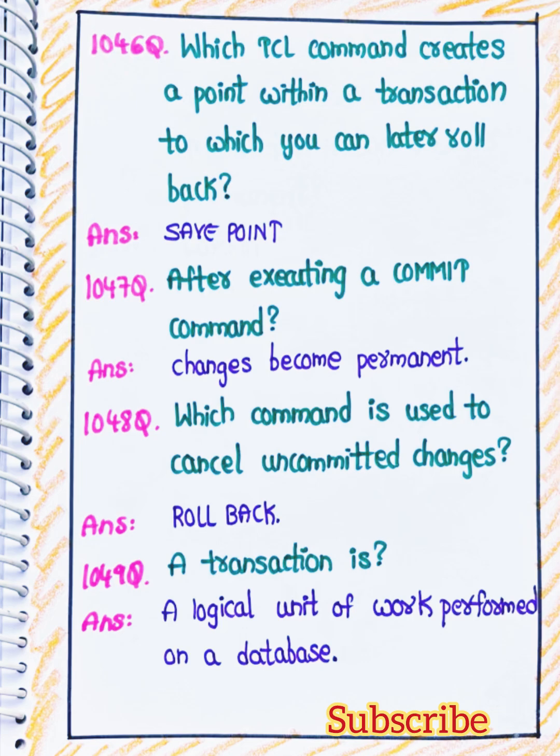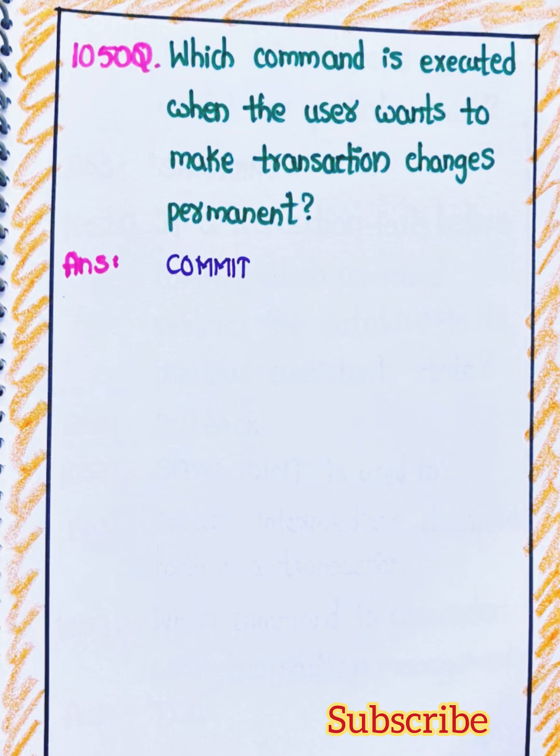Which TCL command creates a point within a transaction to which you can later roll back? Savepoint. After executing a commit command, changes become permanent. Which command is used to cancel uncommitted changes? Rollback. A transaction is a logical unit of work performed on a database. Which command is executed when the user wants to make transaction changes permanent?